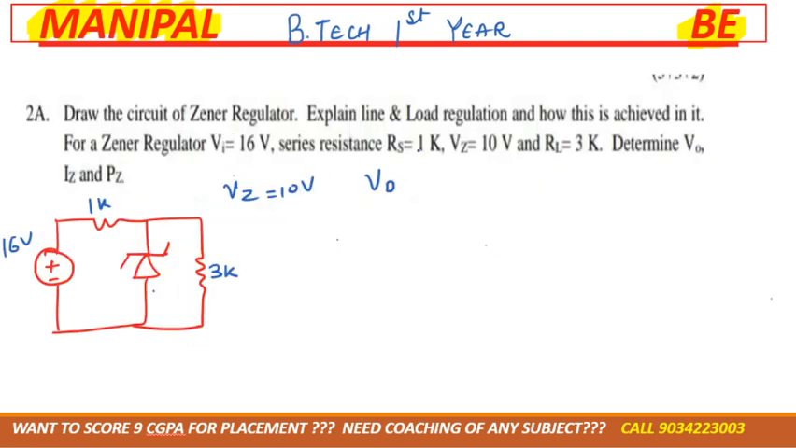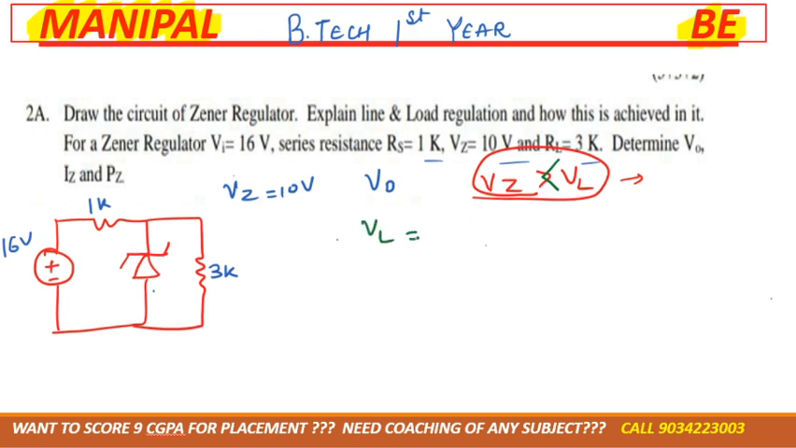See, in this question, this is not a minimum and maximum wala. So first we need to check whether Vz is greater than VL or less. Okay. So VL is greater than Vz.